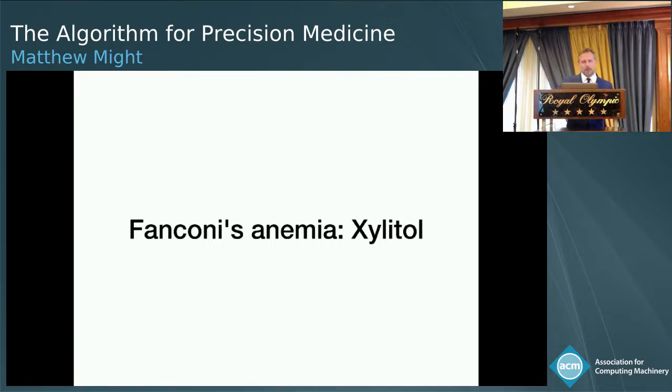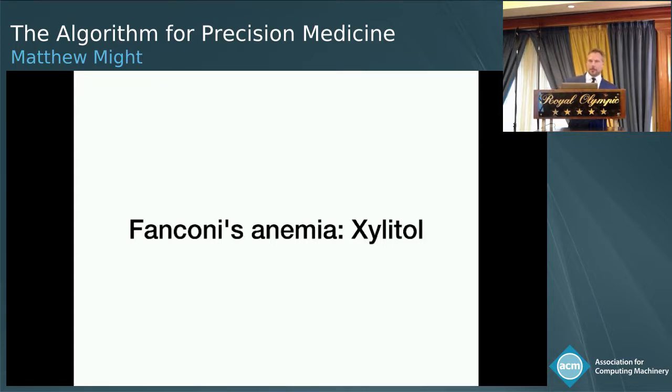So we did that for Fanconi's anemia and generated about 10 suggestions for how to treat this disease using our prototype tool. The most interesting one, I think, was xylitol. Xylitol is the stuff that you find in chewing gum. This definitely shocked the Fanconi's anemia experts in the room, but there's a logic to it.